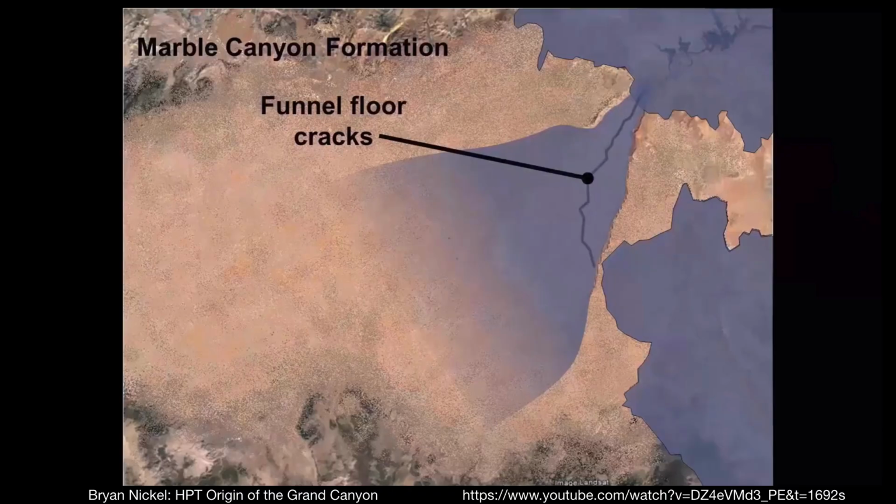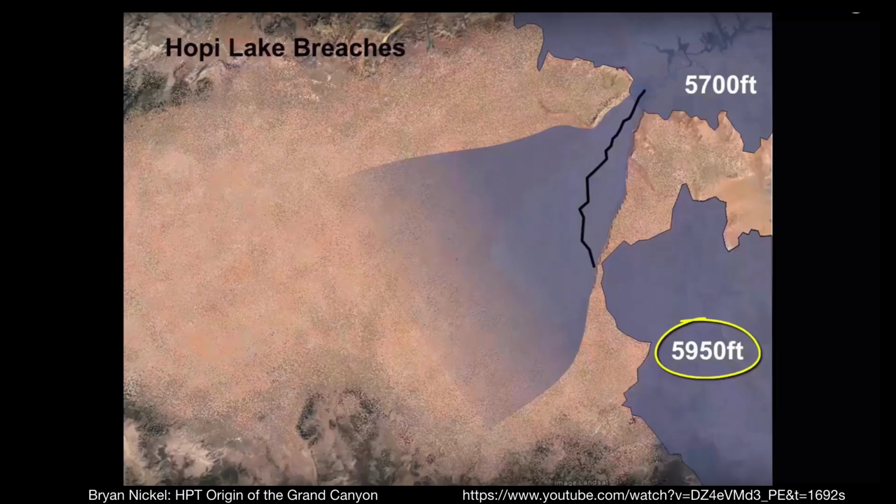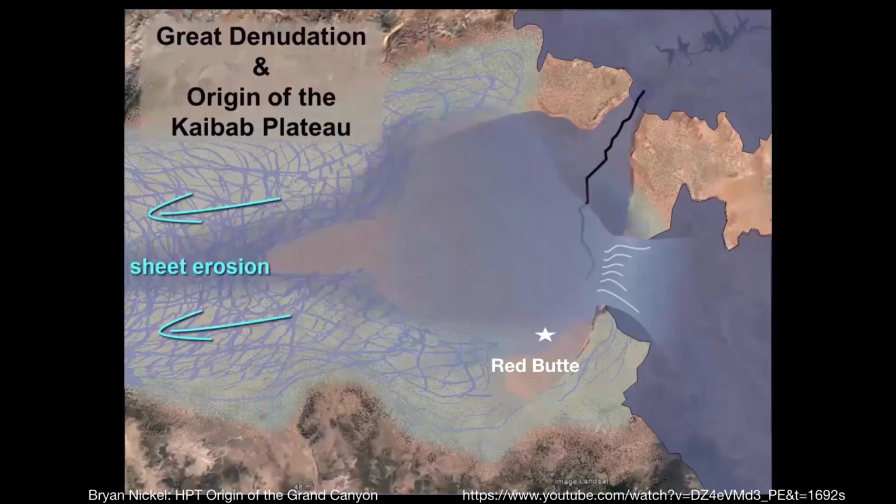That's making Marble Canyon, undercuts Hopi Lake, and that's even higher. That's 5,950 feet. And now you got two lakes catastrophically draining, and that's where Red Butte is. It didn't wash away Red Butte. And it didn't wash away Cedar Mountain either. And there's a few more out there too, but that's what was left. But it washed everything else away.